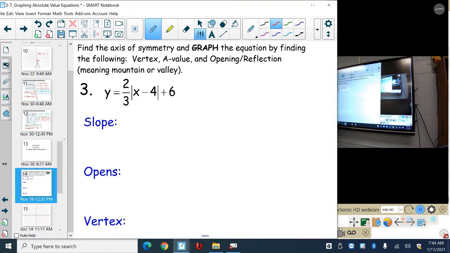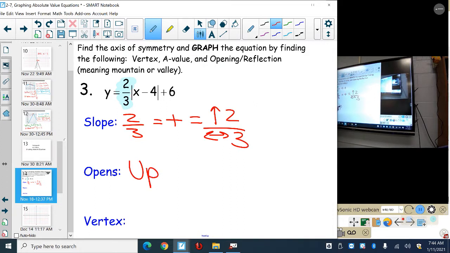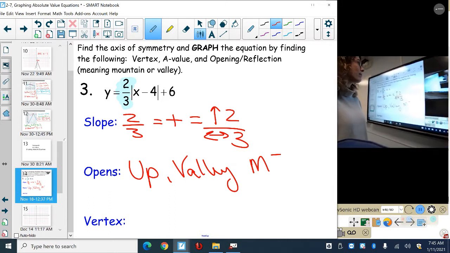Y equals 2/3 x plus 4 plus 6. This is going to be number 3. Y equals 2/3 x minus 4 plus 6. So what is my slope? My slope is going to be this value right here, which is 2/3. 2/3 means it's positive, which means it's up 2, left and right 3. It is going to open up, creating a valley, and that valley has a minimum to it.